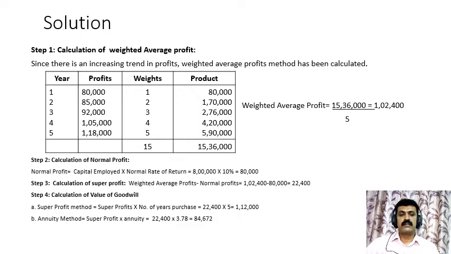With this, we can calculate the value of goodwill. First, under super profit method, the formula for the calculation of value of goodwill is super profits multiplied by number of years purchase, that is 22,400 multiplied by 5, 1,12,000. Under annuity method, the formula for the calculation of value of goodwill is super profit multiplied by annuity, that is 22,400 multiplied by 3.78, that is 84,672 rupees.